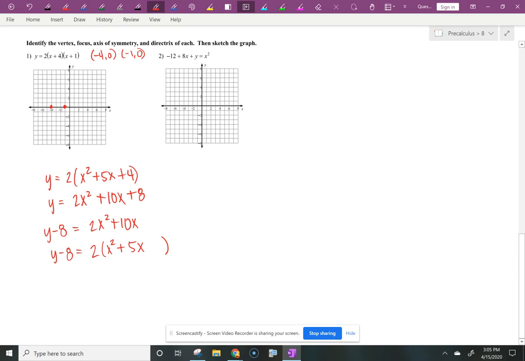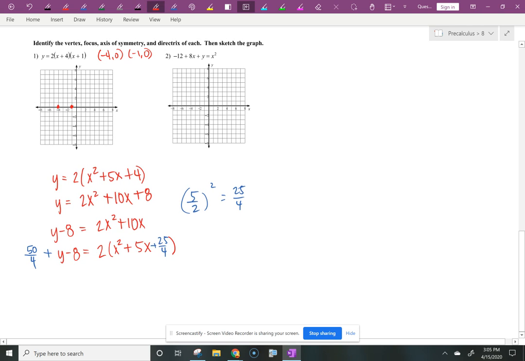All right, half the middle number is 5 over 2. Then squared is 25 over 4. So that's what we're going to add to both sides. So I'm going to add 25 over 4 to this side, and I'm going to add it to this side. Now be careful, I got multiplied by 2. So I'm going to add 50 over 4. And so now, this is going to get a little gross with fractions, but 8 is 32/4.